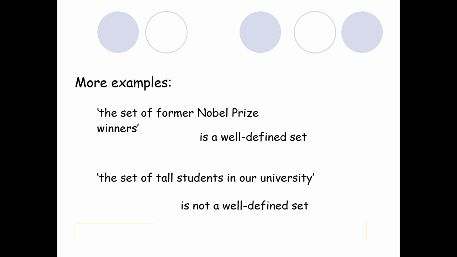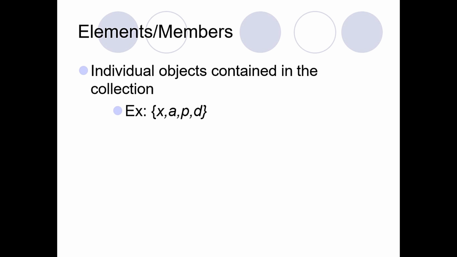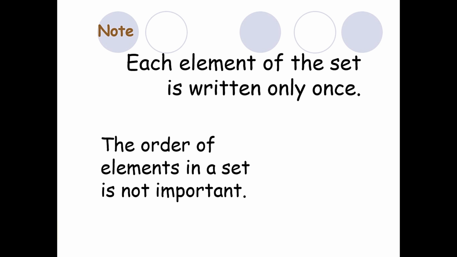Alright? Now, I said earlier that a set has elements or members. Elements are the things that are inside a set. Elements are those individual objects contained in a collection. So for example, we have x, a, p, and d. Those are the elements, also known as the members of the set. Note that each element of the set is written only once. So remember that an element will not repeat in a single set.